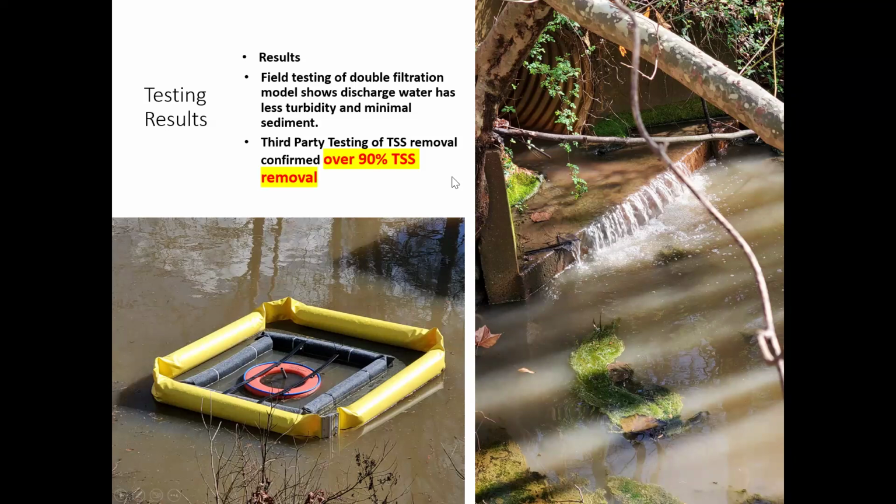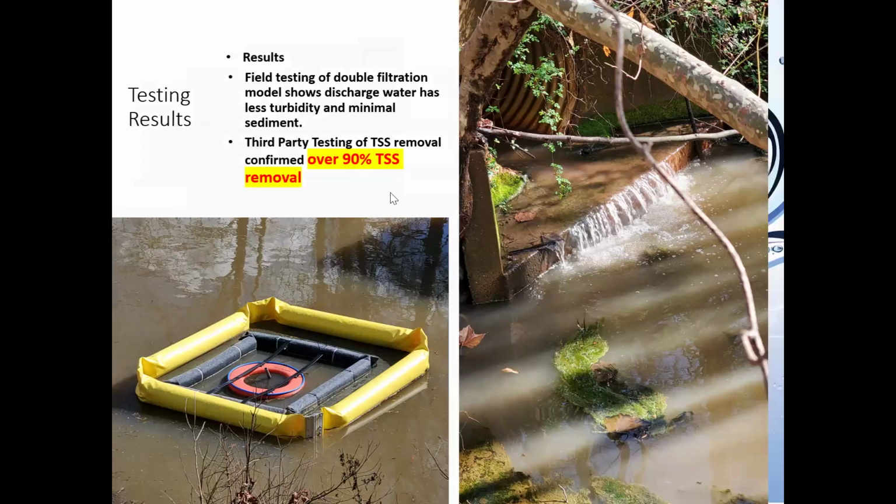So after about 2 years of making sure that it was working, we decided to have third-party testing done. So we had it tested, and we got 90% TSS removal, which obviously is pretty high. Most places require 80. There's some areas that require 85. This skimmer filter system got over 90% TSS.